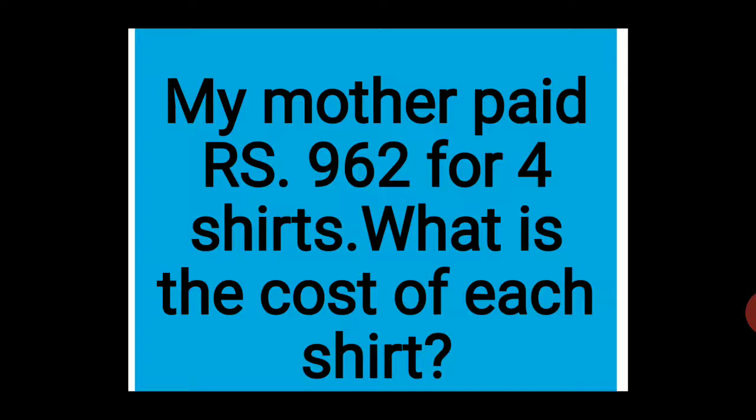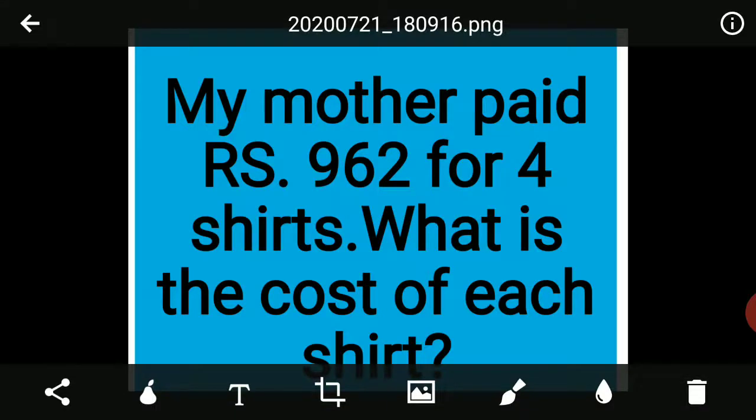Now we are going from many to one. Mother paid this money for 4 shirts. We are talking about cost, so we write cost of 4 shirts is rupees 962. Then you have to write cost of each shirt. Each means one shirt is rupees. What do you do when you are finding one? Divide. You have to divide 962 by 4. You will do simple division. See how we do it.